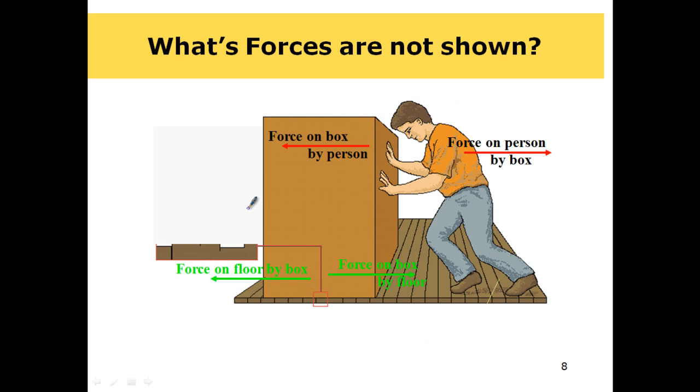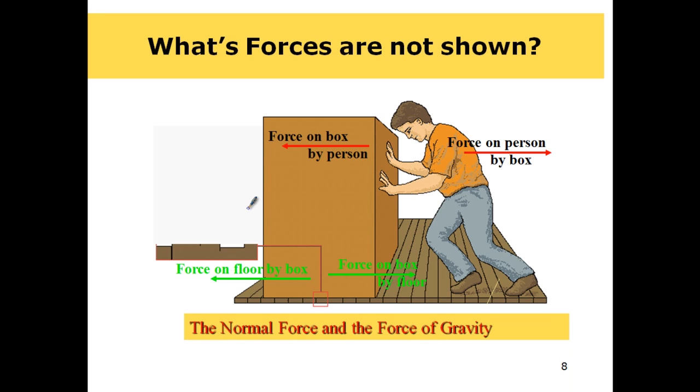So on this diagram, there's some forces that are not shown. Can you name them? The normal force, and the force of gravity. Normal force, remember, points straight up. Force of gravity acts straight down.